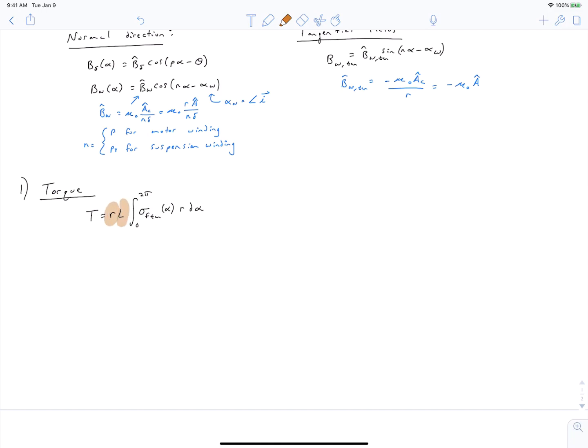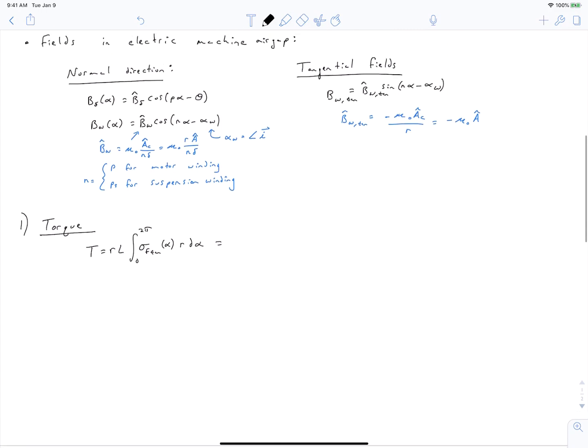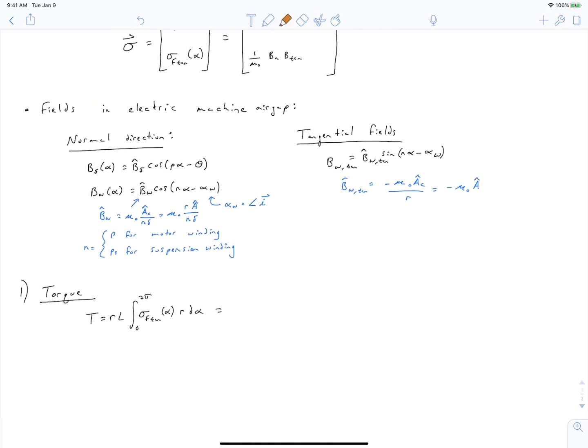We've got L pulled out. Technically, we would be integrating over the whole axial length of our machine, but fields don't vary in the axial direction, or at least we're assuming that they do not, so this comes outside the integral, and we're left with an integral from 0 to 2 pi of our tangential force density as a function of alpha, and then this R d alpha is our area integral. We evaluate this by plugging in our expression for sigma f tan, which depends on 1 over mu naught times our normal field and our tangential field.